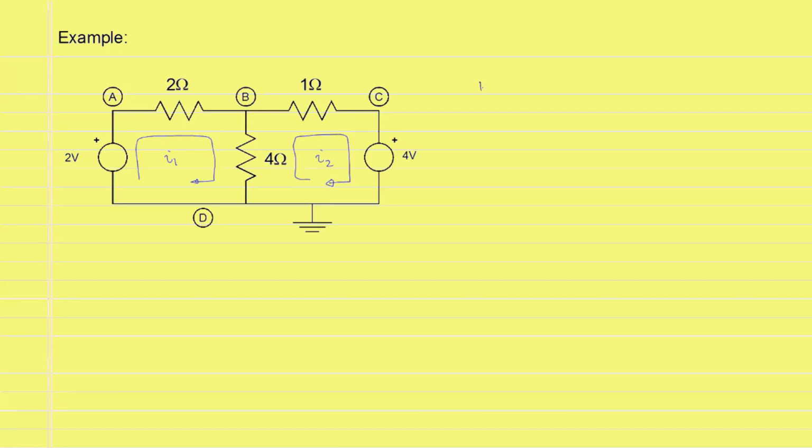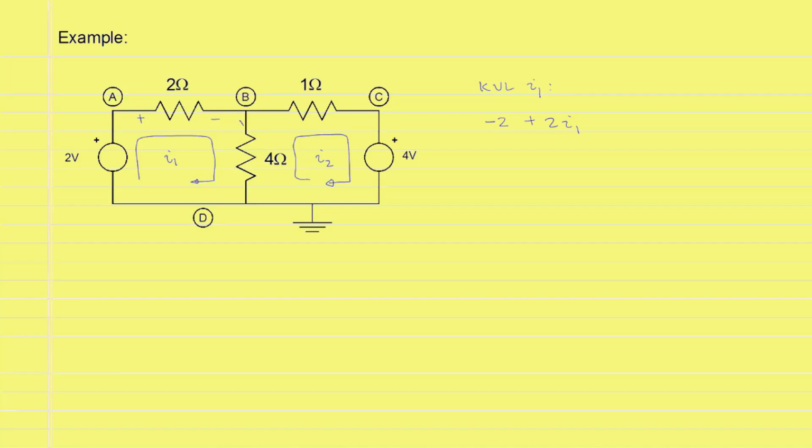We will write KVL for the mesh defined by the current I1, and we will start from node D and go to node A. We have a voltage rise of 2 volts. Voltage rises are given a negative sign, so we'll write down minus 2 volts. For the 2 ohm resistor, the mesh current I1 is flowing from node A to B, which will give us a voltage drop with the polarity shown. Following the convention of giving voltage drops a positive sign, we will write down that the voltage will be 2I1.